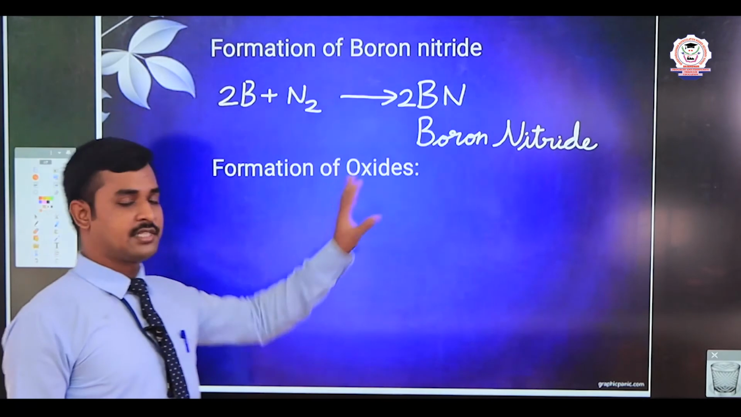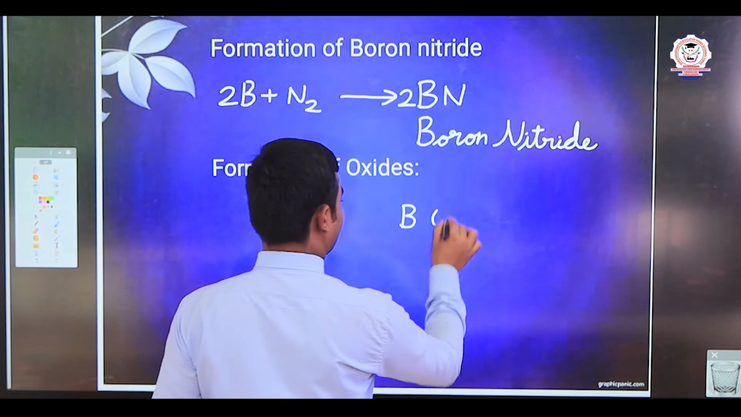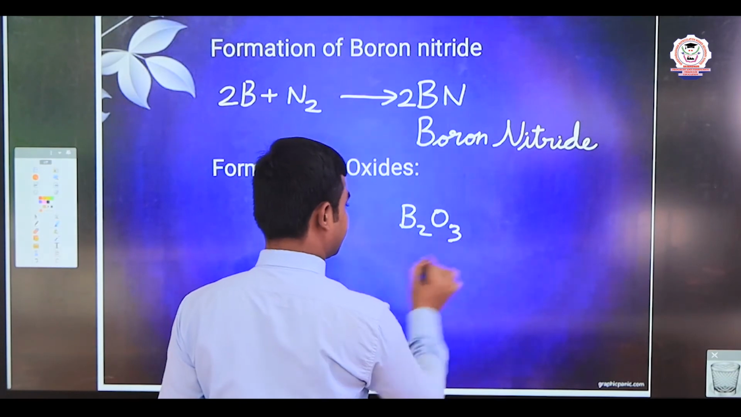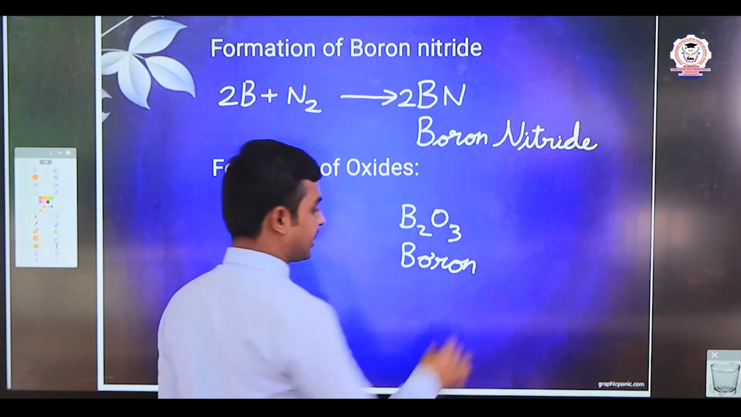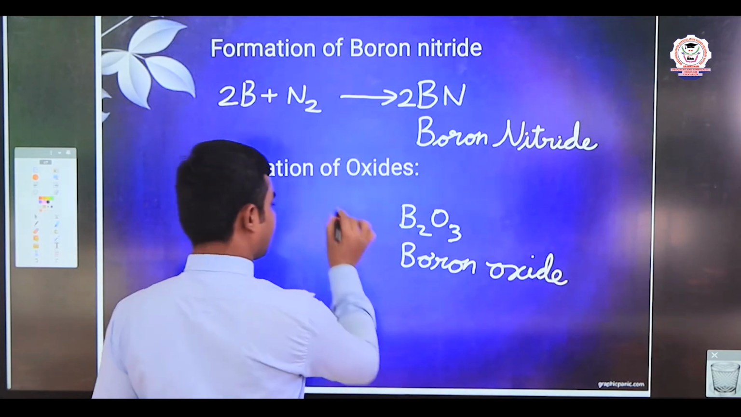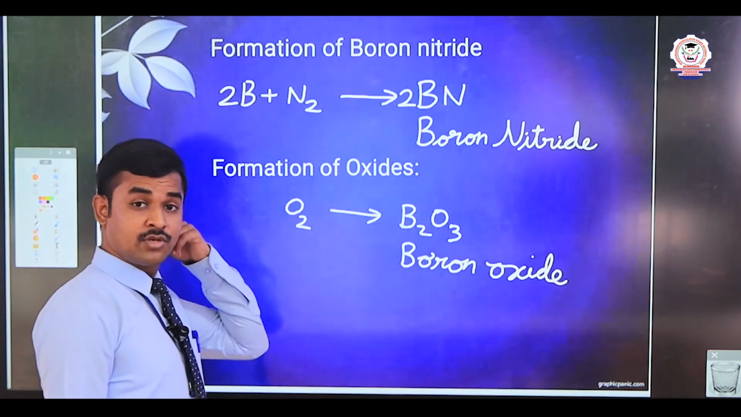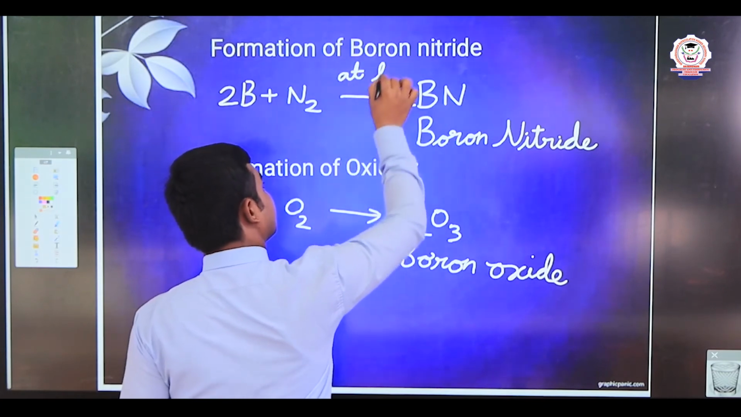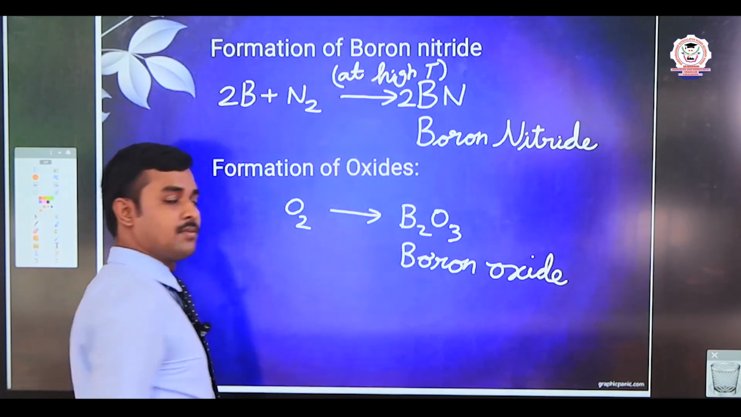Same like that, the oxides of boron are also easy. Boron oxides. Boron generally forms boron oxide as boron trioxide, B2O3. You can write it as boron oxide or boron trioxide, both are right. Now I write boron oxide as it. When boron reacts with oxygen, then only it forms boron trioxide. Let's note one point. These reactions only occur at higher temperature. So heating is essential. At high temperature, then only it forms.